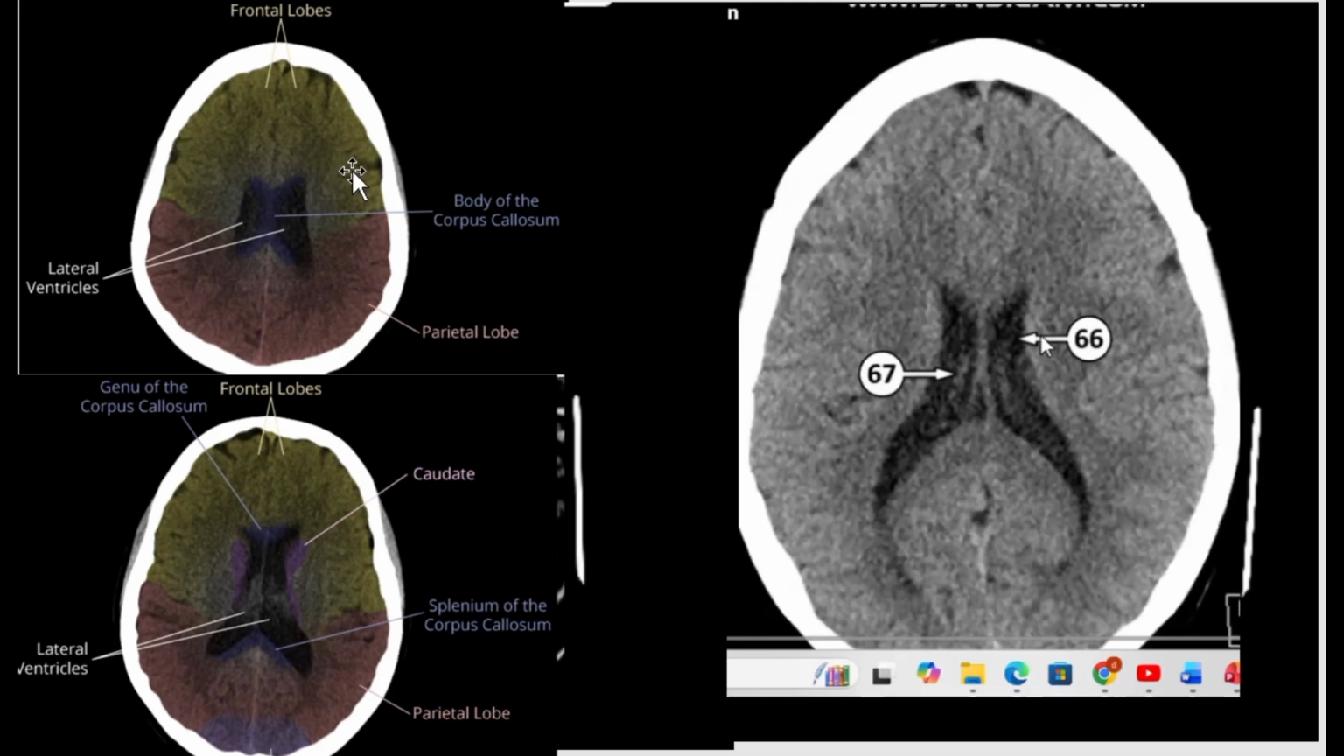Now let's talk about the parts of the corpus callosum on CT scan. The most superior part of the corpus callosum to appear on the superior cuts is the body of the corpus callosum, and is seen between the bodies of the lateral ventricle. So on the superior cuts, the first part of the corpus callosum to appear is the body, and the first part of the lateral ventricle to appear is the body of the lateral ventricle.